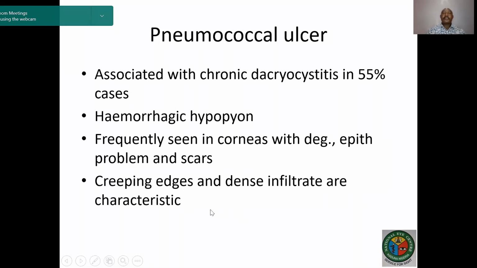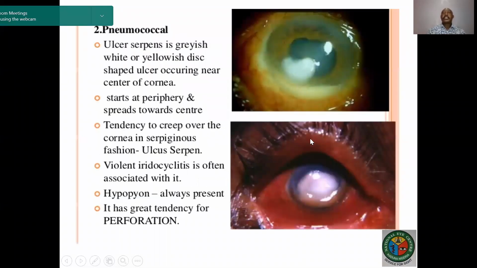Pneumococcal ulcers generally have creeping edges, and their infiltrates are usually dense in character. These are typical of pneumococcal ulcerations. You can see the hypopyon at a very high level, and the creeping characteristics of the ulcer. It's not completely round or oval the way we saw in the staphylococcal ulcer.